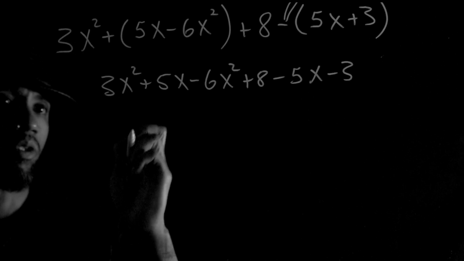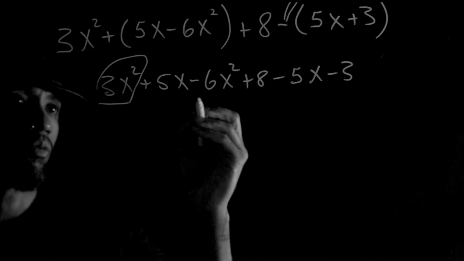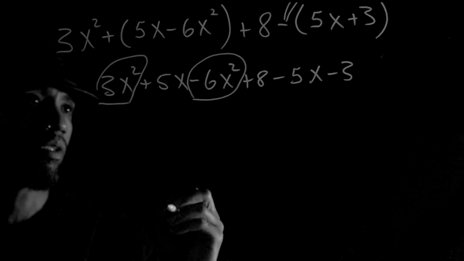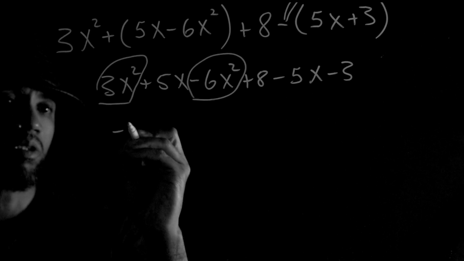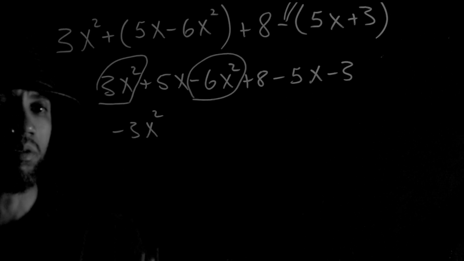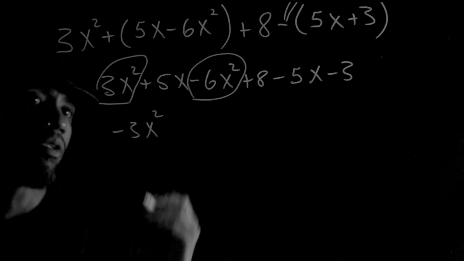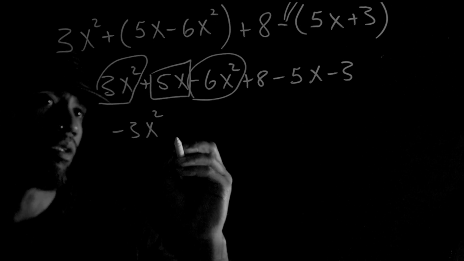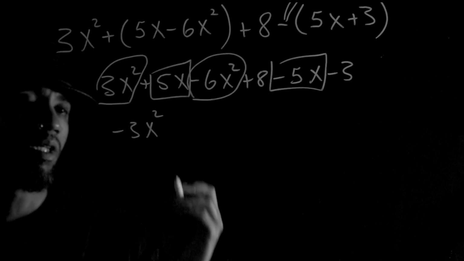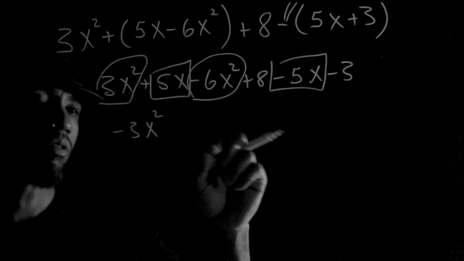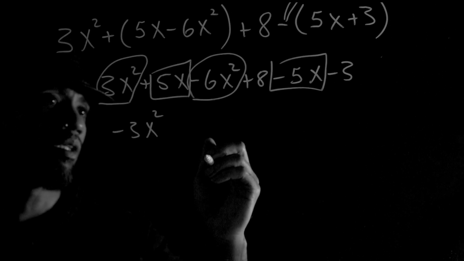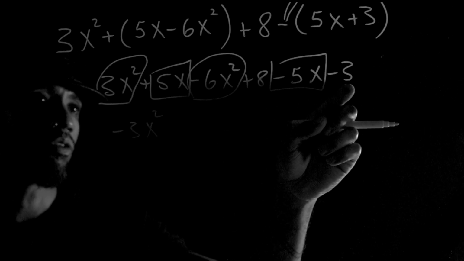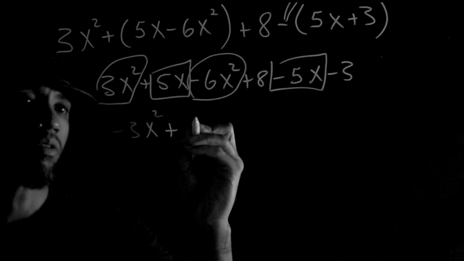Okay, let's look at the x squared term. Fine, we have a 3x squared and we have a negative 6x squared. Any more? Nope. 3x squared and negative 6x squared is a negative 3x squared. Okay, great. So let's look at the x term. We have an x term here and we have an x term here. That's a 5x and a minus 5x. That is done, so that cancels out. Okay, then we have an 8 and minus 3, which is 5, so plus 5.